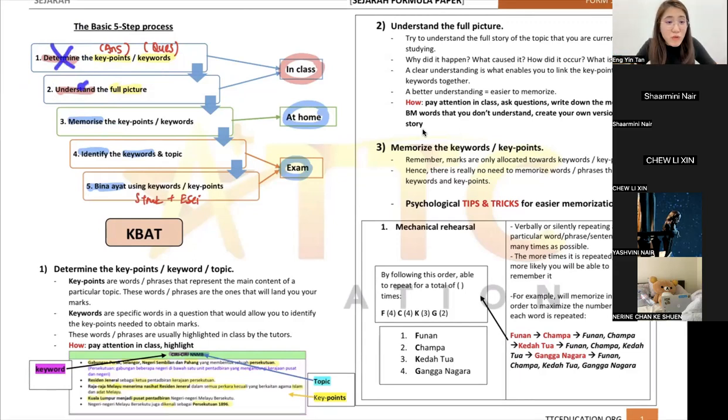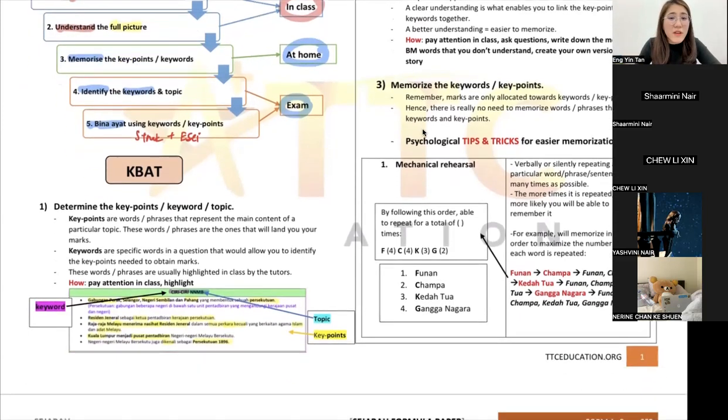Guys, imagine you don't do this, you straight away memorize. Confirm you die one. Confirm you GG one, because it's very tiring and you're suffering, you don't know where to start. But now at least you got the idea how to start. So I strongly recommend those students who struggle with preparing Sejarah, who are very lost and don't know how to start your revision, try this method. It really works on me. At least on me, it's a good method, good idea.